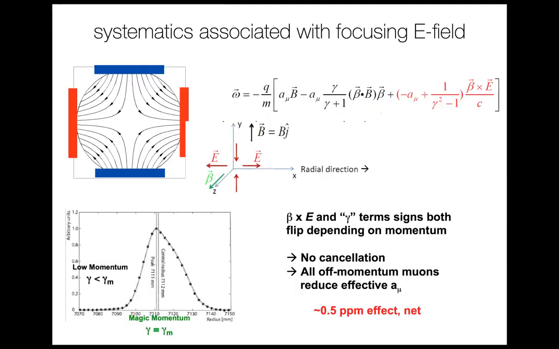Let me touch on why the electric field is a problem. We can perfectly cancel the contribution for one momentum. However, the momentum distribution is broader. We have high energy momentum, we have low energy momentum. And it's problematic because the beta cross E term and this term change sign above and below that. So there is no cancellation, and this is a correction on the size of about half a ppm, or a quarter of the discrepancy between the experiment and theory.